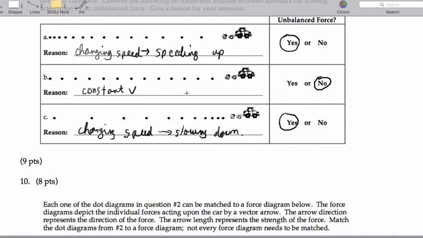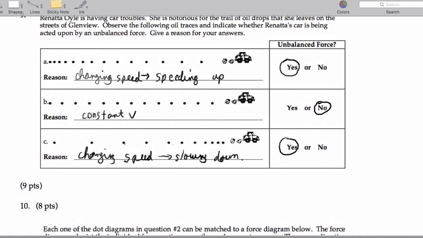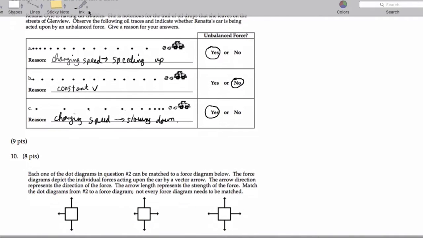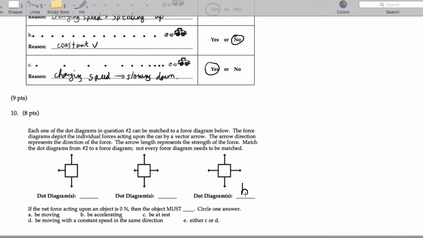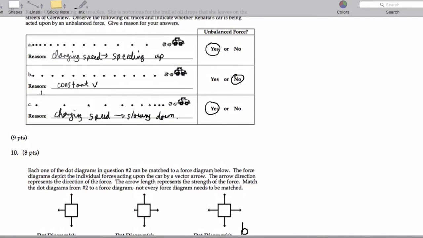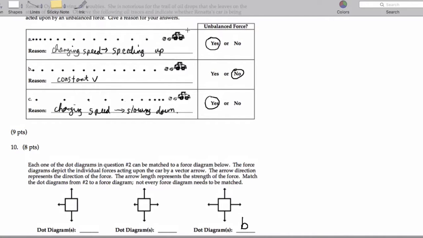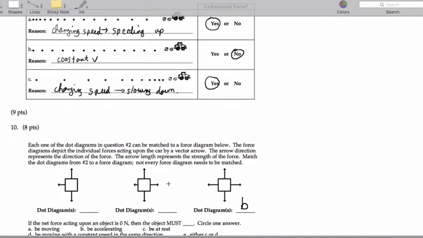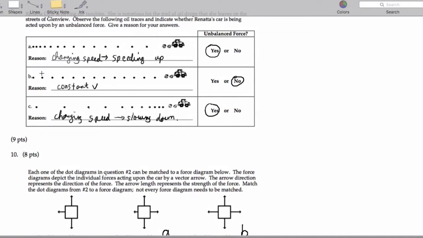Now, based on these dot diagrams in question 2, we can match them to free body diagrams that correspond to the forces acting on the car. So let's be clear. I think the fact that B is moving at a constant velocity and the forces are balanced makes this dot diagram the clear winner for B. However, let's look at A. A is changing speed and it's speeding up, which means the net force goes to the right. And that's why I'm choosing A for the second one.